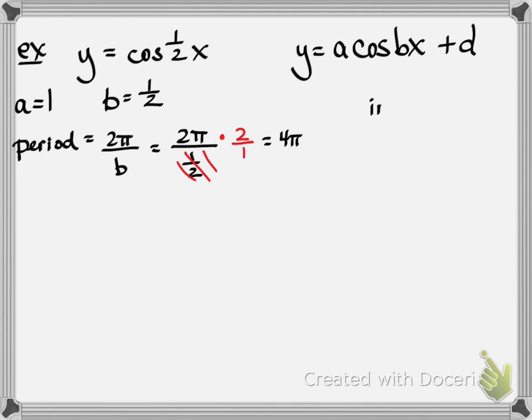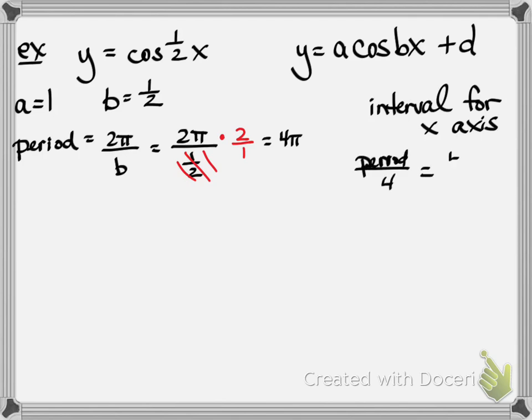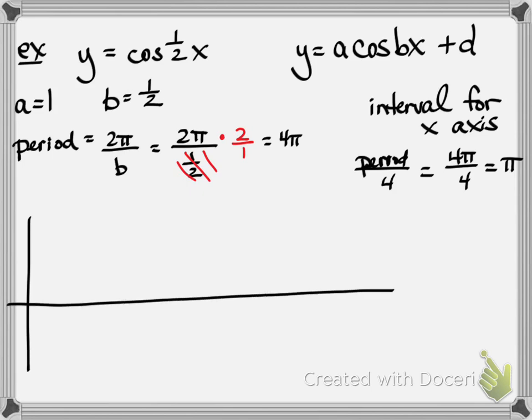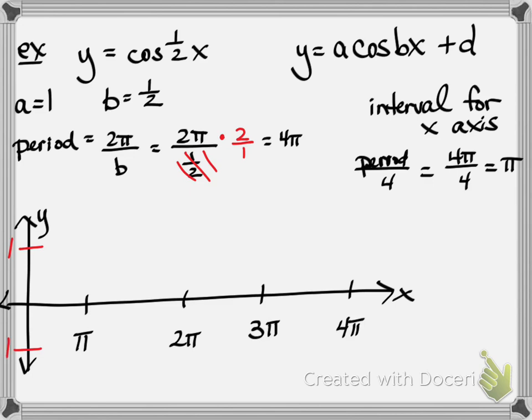All right, now to get the interval for the x-axis, it's the period divided by 4. So our period is 4 pi divided by 4. So we're going to count by pi's. So all the way out for 4 pi, 2 pi, 1 pi, and 3 pi. Amplitude is still 1, -1. Cosine starts high, crosses the midline, hits its low point, crosses the midline again, and finishes high.